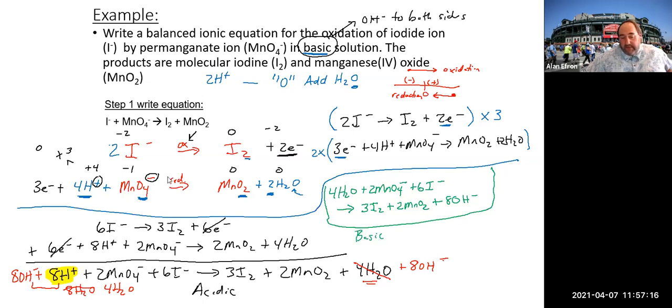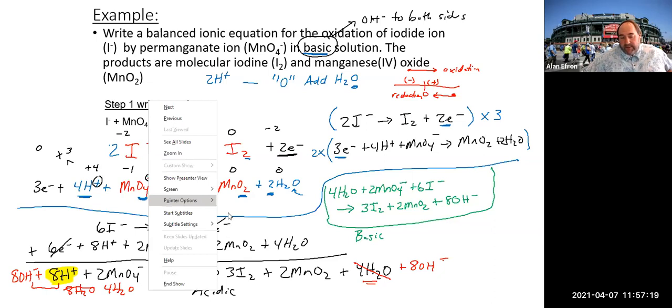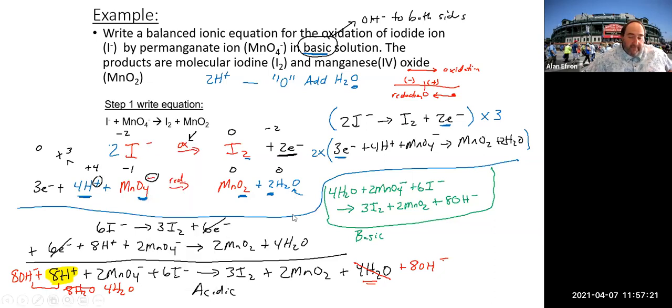And we could check that we are still balanced by making sure we have the same number of elements on each side. So let's take a look. We have 8 hydrogens on the left, 8 on the right. We got 8 oxygens plus 4 more is 12 on the left. 8 oxygens plus 4 more is 12. 2 Mn's, 6 I's on both sides. Grand total charge on the left-hand side of the arrow is a -2 and a -6, which is -8. Grand total charge on the right-hand side of the arrow is -8 from the hydroxide.